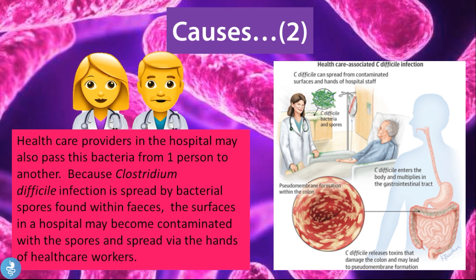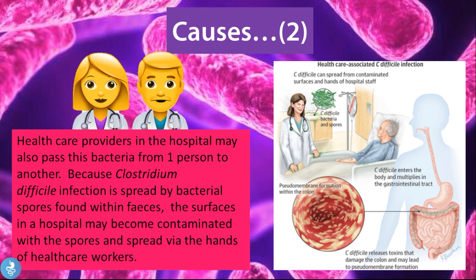Because Clostridium difficile infection is spread by bacterial spores found within feces, the surfaces in a hospital may become contaminated with spores and spread via the hands of healthcare workers. So another way this infection spreads is by the contaminated surfaces of hands of hospital staff. And if we look at my picture on the right, you can see the C. diff spores here, and that is due to the patient not washing their hands after they've used the bathroom.